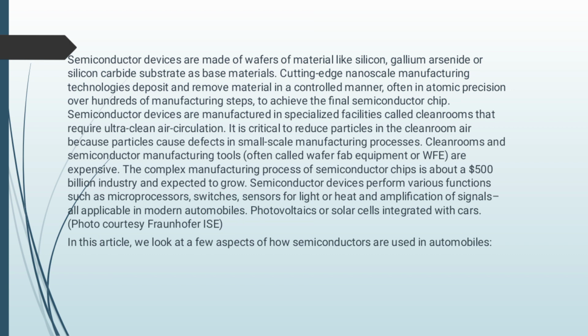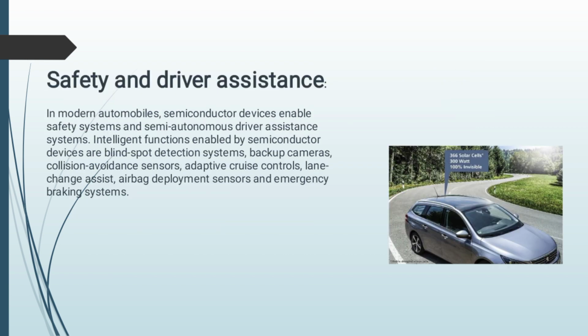A semiconductor device performs various functions such as microprocessors, switches, and sensors of light or heat, applicable in modern automobiles. In this article, we look at a few aspects of how semiconductors are used in automobiles. First, safety and driver assistance. In modern automobiles, semiconductor devices enable safety systems and semi-autonomous driving assistance systems.